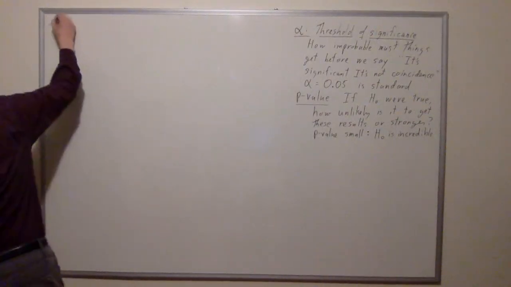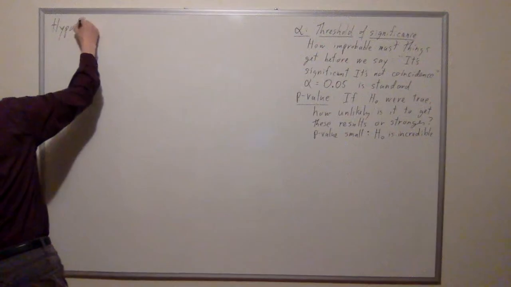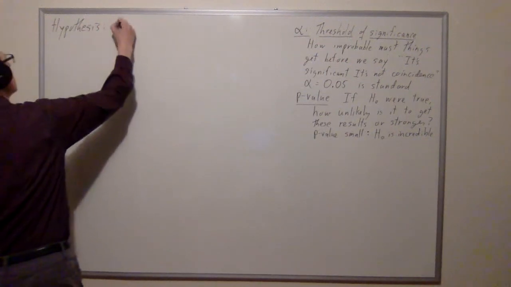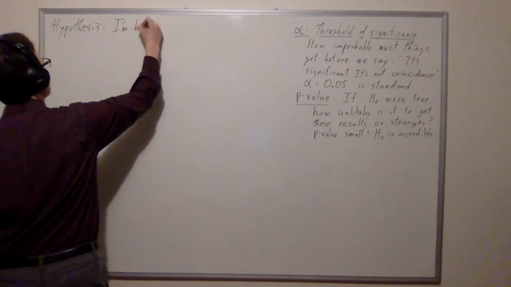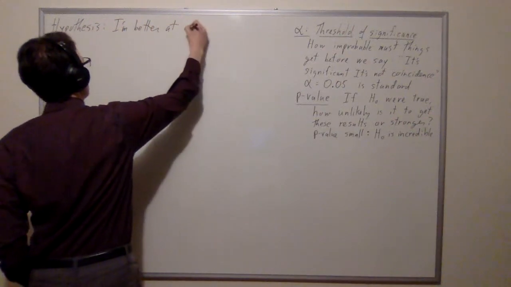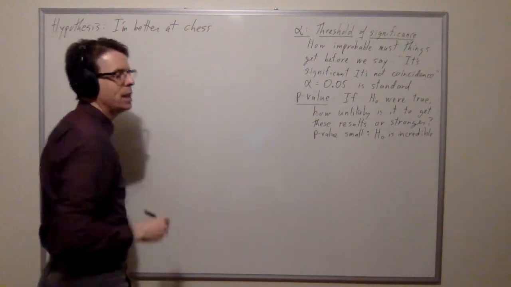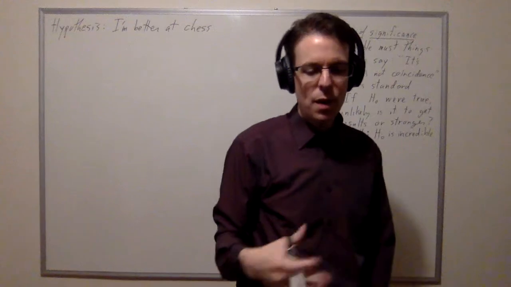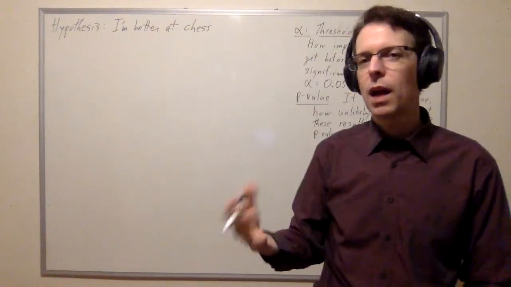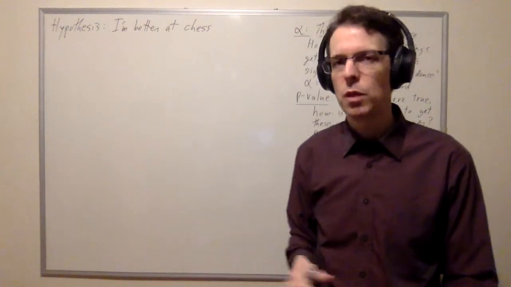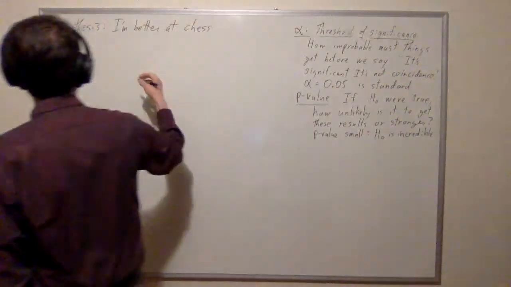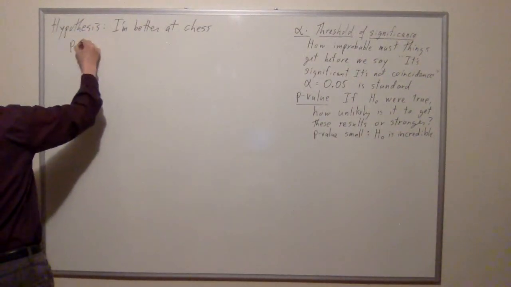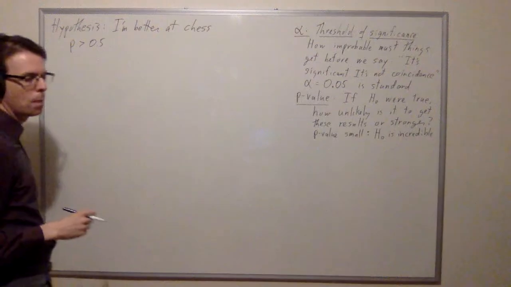So the hypothesis here is I'm better at chess. Now, that doesn't sound very mathematical, but it is. It really is. The hypothesis is that the probability that I would win a chess game is greater than 50%. That is against a particular opponent. So the probability is greater than 0.5.